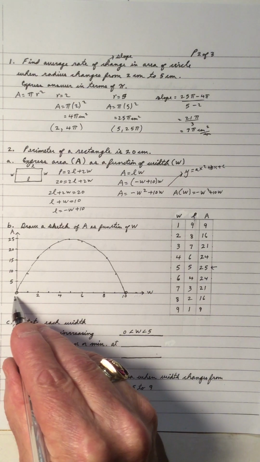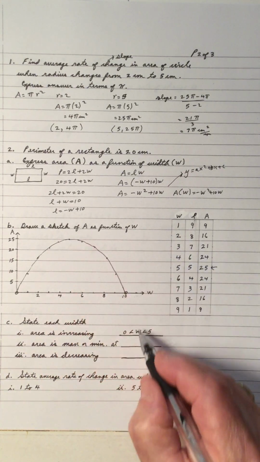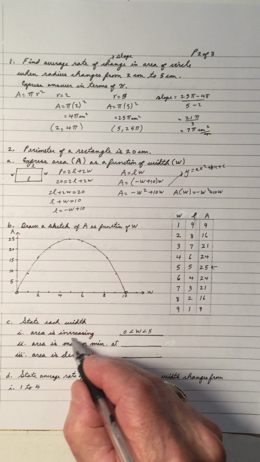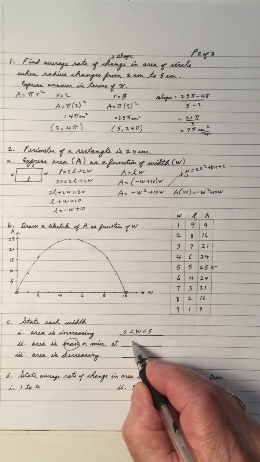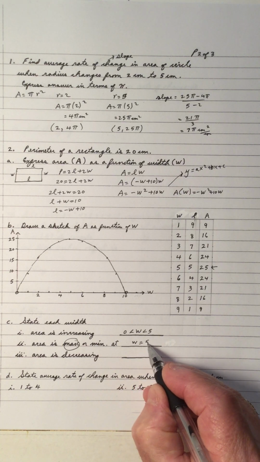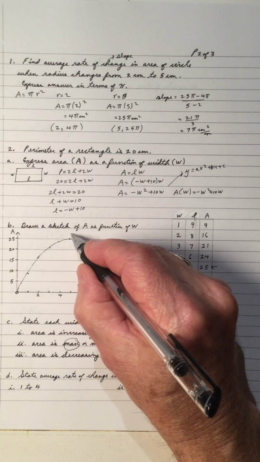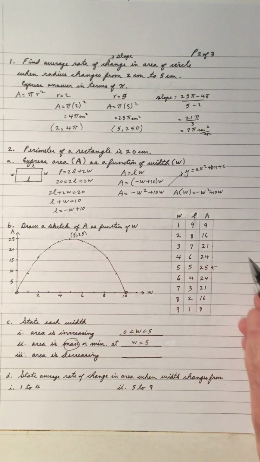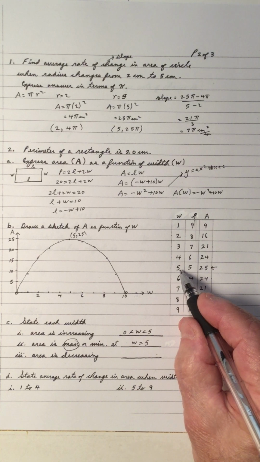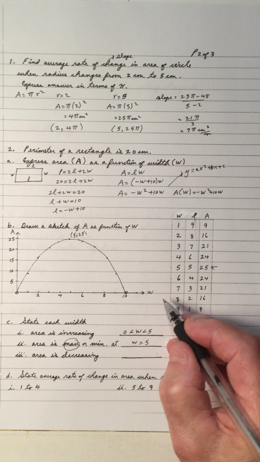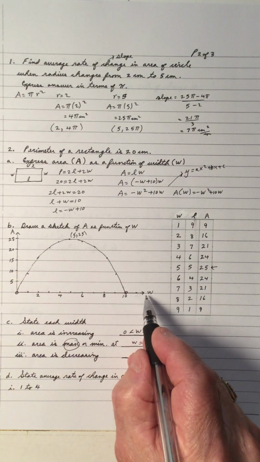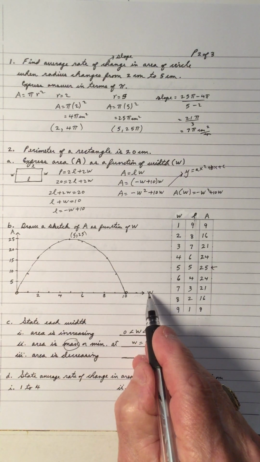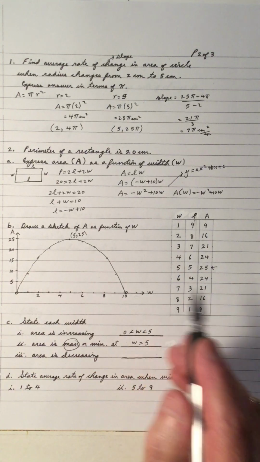So when the width goes from 0 to 5, notice it's not equal to 0 or equal to 5. And it's maximum at W equals 5, which is the vertex. Notice the vertex here is (5, 25). So when the width is 5, the area is 25. Because this is the area, this is X and this is Y.